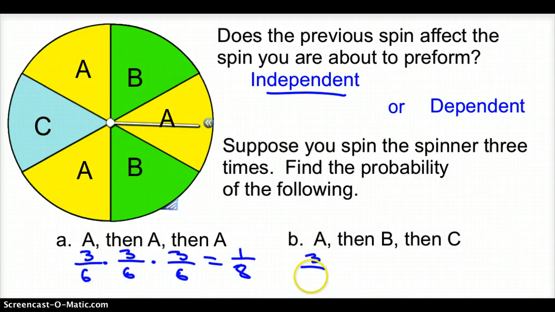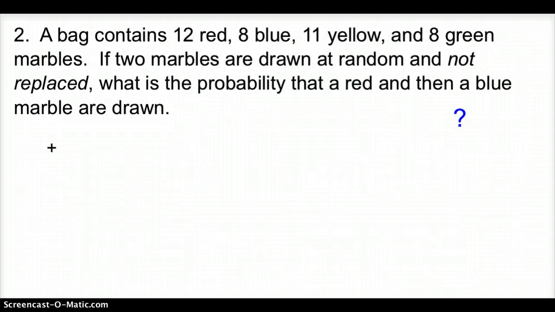What is the probability of spinning and landing on A? It is 3/6. Then totally different is B. The first spin does not affect the second. So B is 2 out of 6. And then C has only 1 out of 6. You multiply them together to get 1/36.